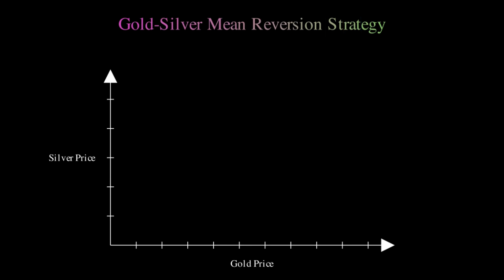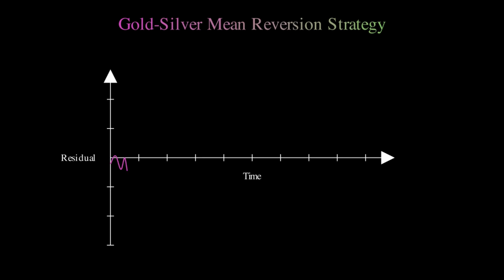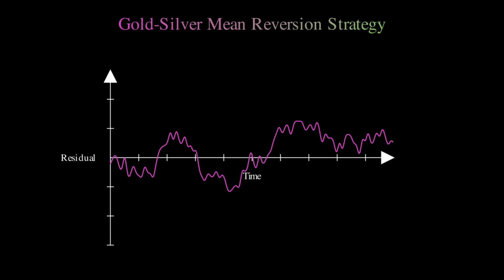Now let's talk about how we turn this into a trading strategy, specifically a mean reversion strategy using gold and silver. The idea is simple. We assume the relationship between gold and silver stays stable over time. When it drifts too far away, we bet on it snapping back. Here are the 5 steps.